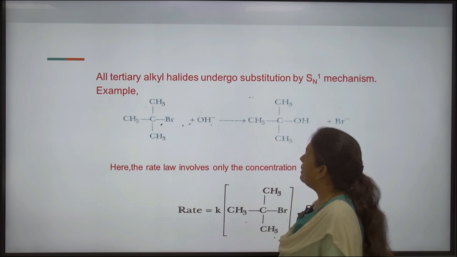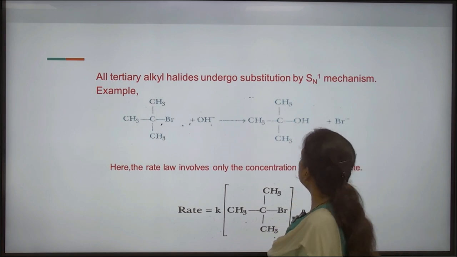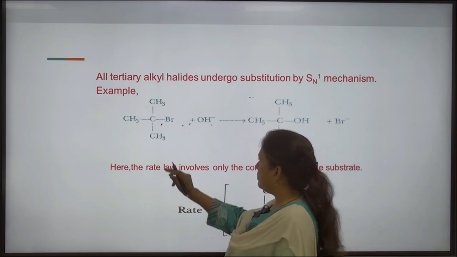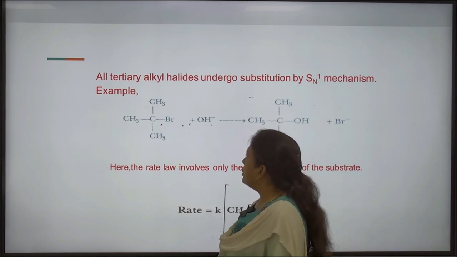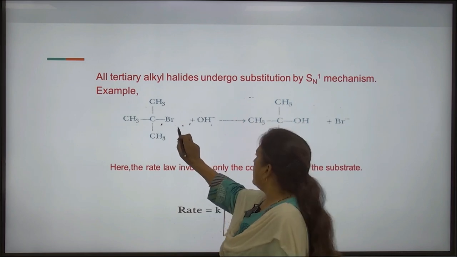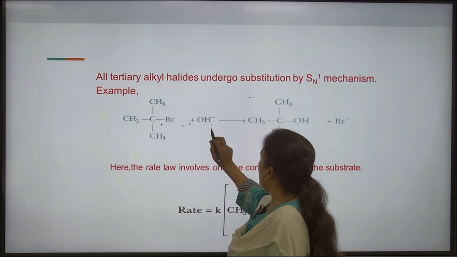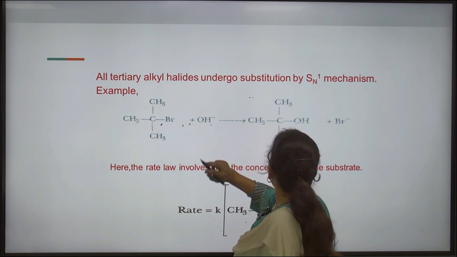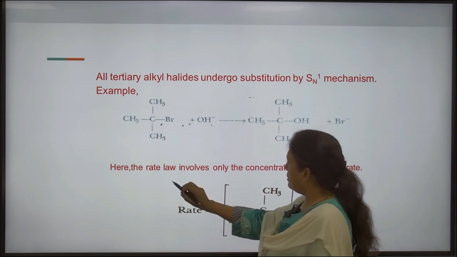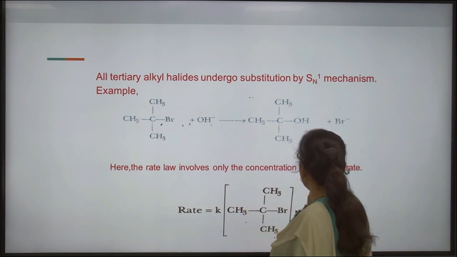All tertiary alkyl halides undergo substitution by the SN1 mechanism. Example, in tertiary butyl bromide, the bromine atom is substituted by hydroxide ion and gives alcohol and bromide ion. Here, the rate law involves only the concentration of substrate.